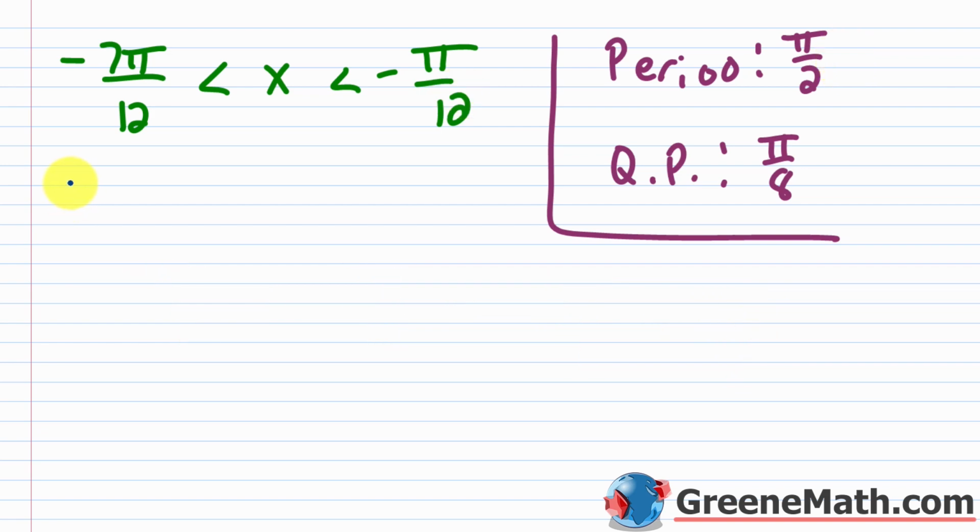So you have two consecutive vertical asymptotes. Let me put vertical asymptotes here. You have one at x equals negative 7 pi over 12.